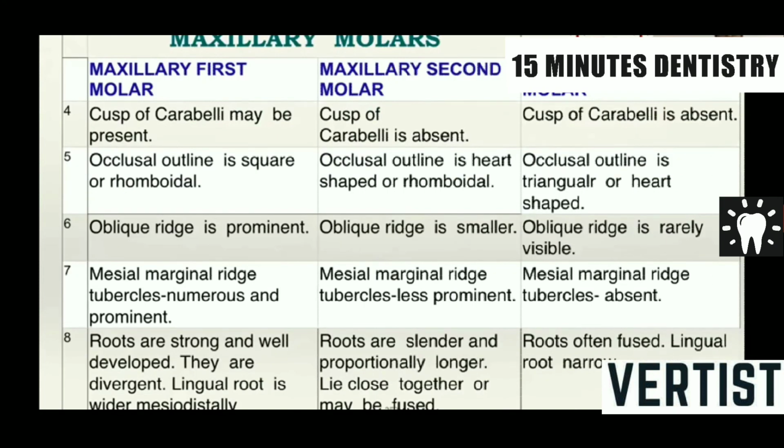The cusp of Carabelli is present in the first molar. It is rhomboid in shape. The oblique ridge is prominent, whereas the oblique ridge is smaller in the second molar. The cusp of Carabelli is absent, and the outline is more of a rhomboid shape. Whereas the third molar has a triangular outline. The cusp of Carabelli is completely absent. The oblique ridge is visible. The roots are stronger in the maxillary first molar. They are more or less fused in the second, and in third molars they are often fused.